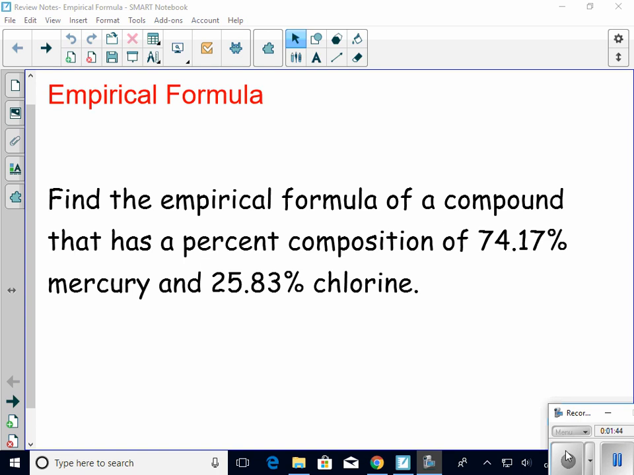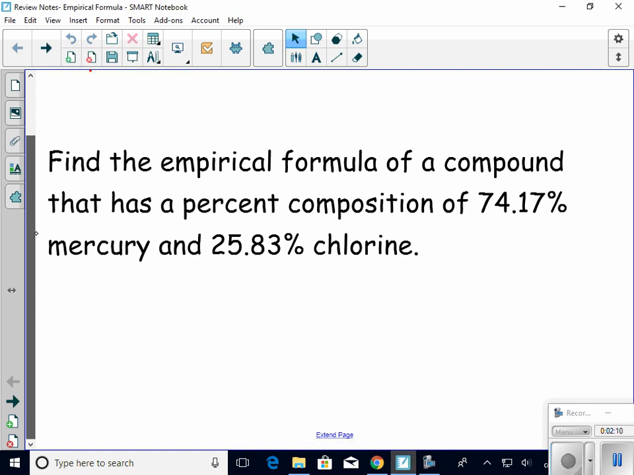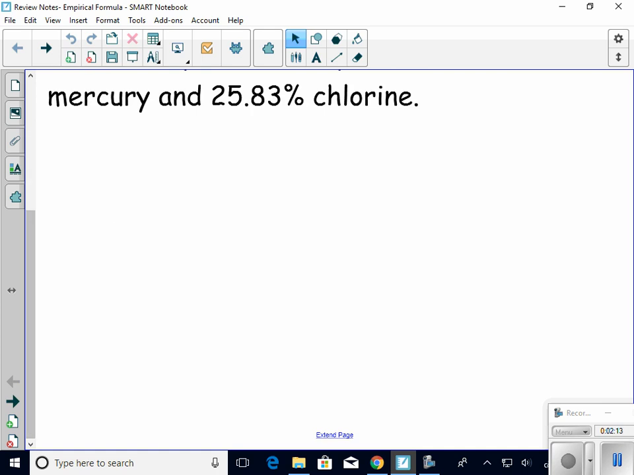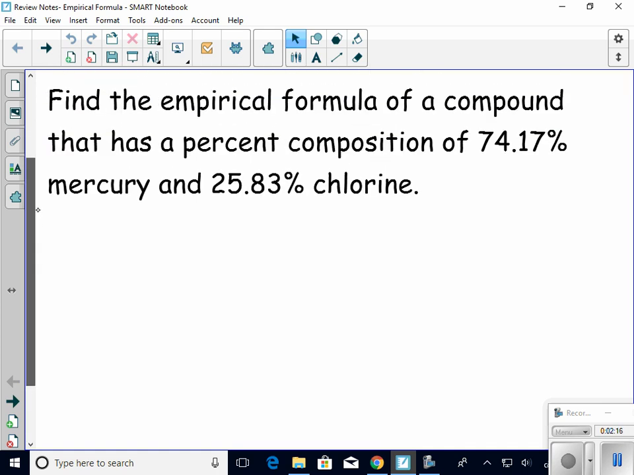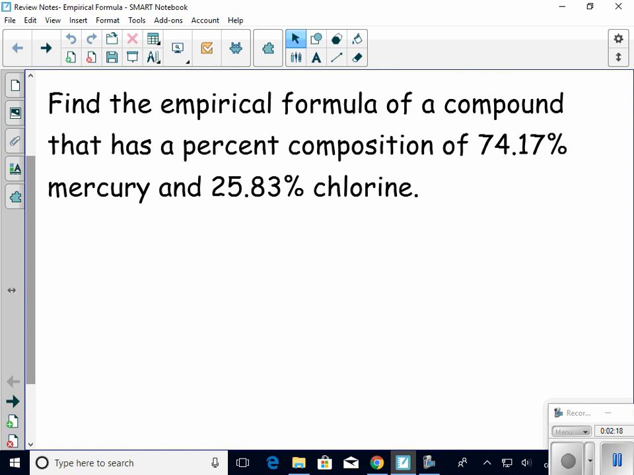Now, what we're going to do, you work some examples. We're going to work 3 more examples. So go ahead and copy this one down right here, and then I will work it after you get it copied. For this type of problem: find the empirical formula of a compound that has a percent composition of 74.17% mercury and 25.83% chlorine.